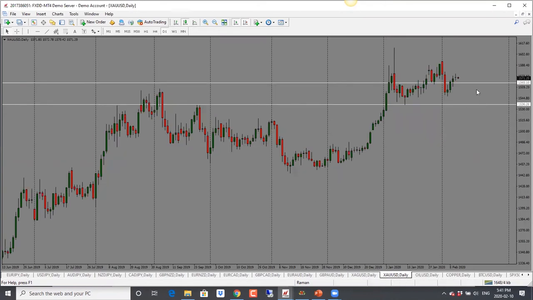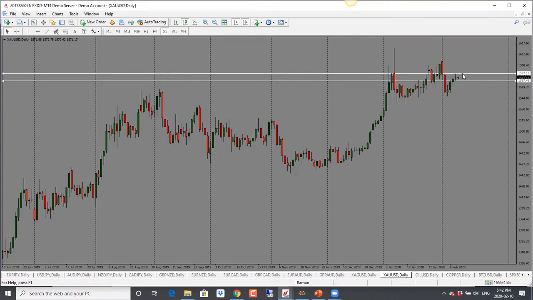Gold here, gold is looking neutral as well, though we have an indecision candle here. And if it holds below 1577, chances are very high that it drops further towards 1548 or even 1546 here. So at this point, this is looking neutral.